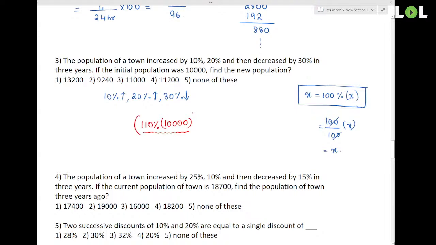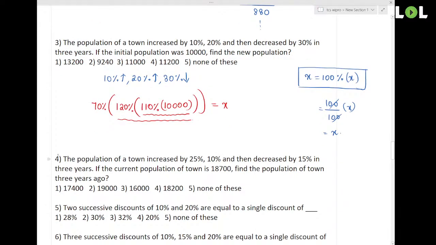Now this is again increased by 20%. Carefully here, consider this entire value as a new value, 100%. This is increased by 20%, so now this becomes 120%. So this is the population after 2 years. Now again consider this entire value as a new value, meaning 100%. In the third year it is decreased by 30%, so what is left is 70%. So this will give us the new population. Let us consider it as X.